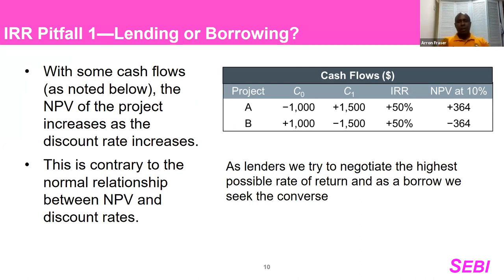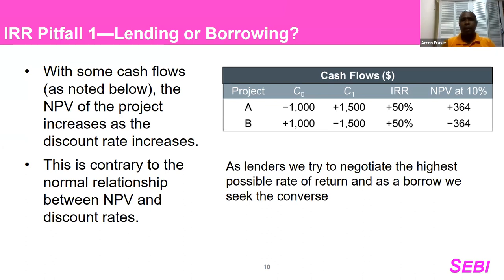If you encounter a situation such as this, you should be cognizant of which part of the deal you're on. In the first part of the deal, you're making an investment, so you're lending, and then you're receiving 1500 in the second period. So the internal rate of return is 50%. In the second scenario, project B, you're borrowing. So you're receiving $1,000 and paying $1,500. So despite both projects having an IRR of 50%, you should be wary of which side of the transaction you are on.